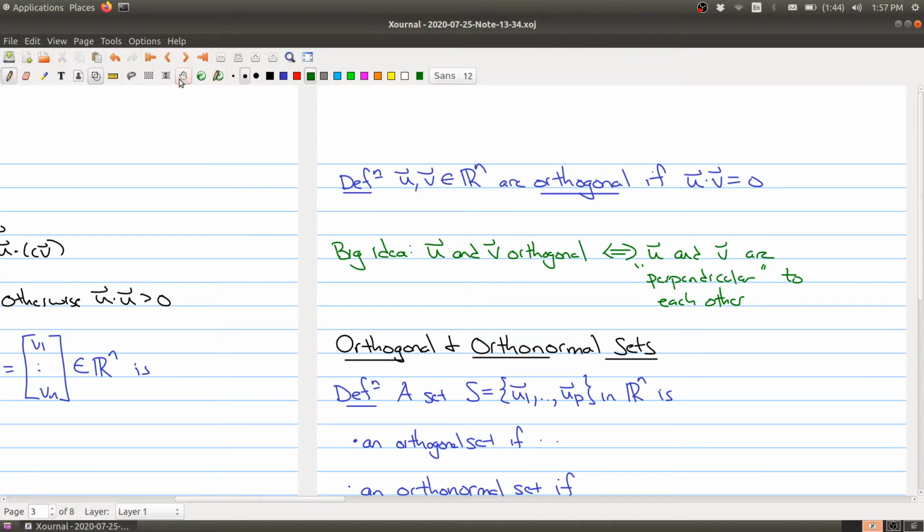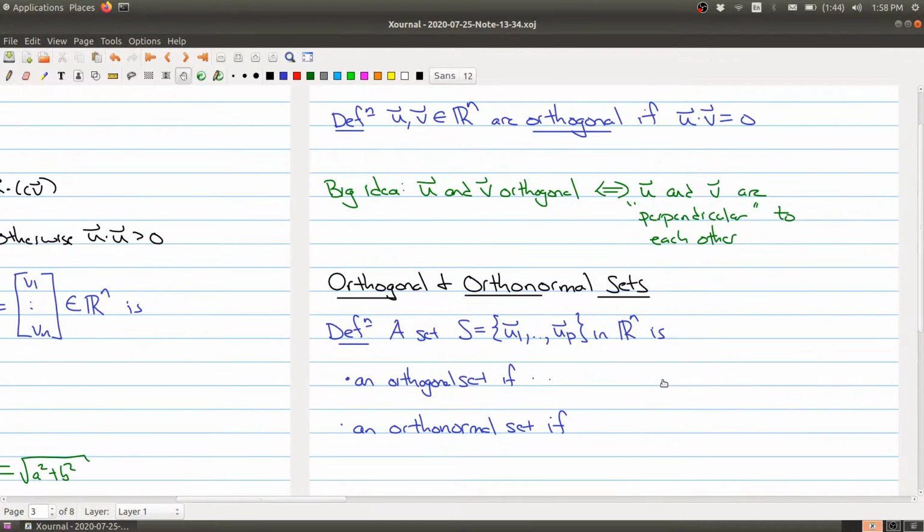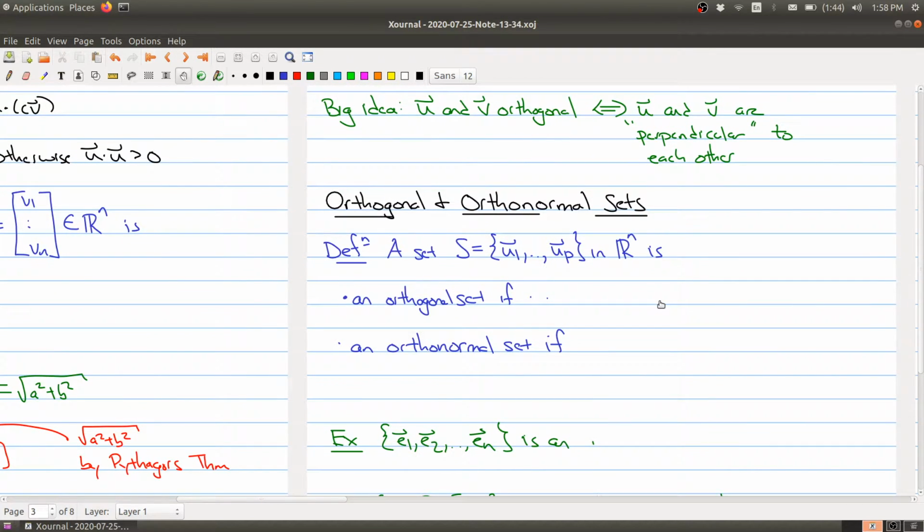So, welcome back. Where we left off was the notion of two vectors being orthogonal. The thing that we want to look at next is the notion of orthogonal and orthonormal sets. So let's first define these two terms.